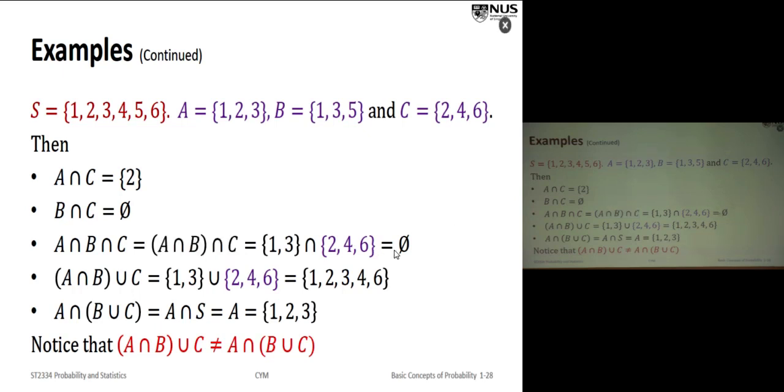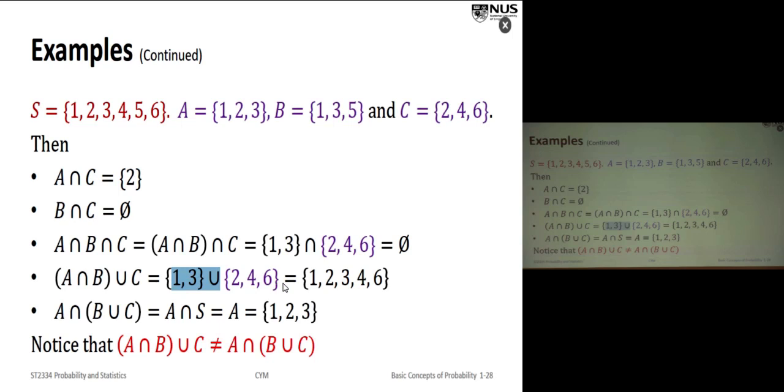Okay. We can also mix things up. Obviously, what we've been doing is intersections and unions, but you can do unions and intersections at the same time. So this one asks, first of all, what's A intersection B? Well, we know what that is, right? That's 1 and 3. And then I want to take C. So I take 1, 3 union with C, which is 2, 4, 6.